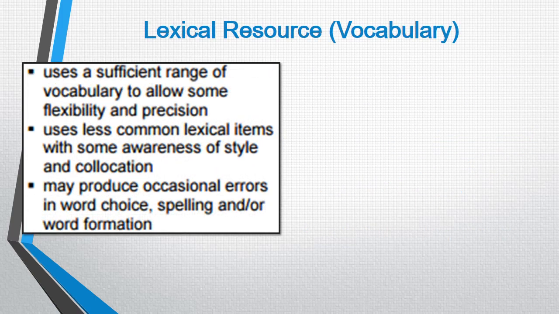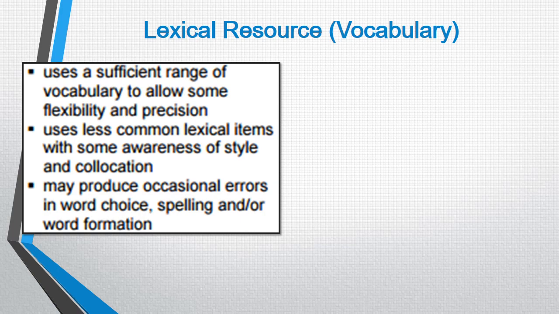Moving on to look at lexical resource, which essentially means vocabulary. To score a Band 7, your essay must use a sufficient range of vocabulary to allow some flexibility and precision. Essentially, this means you need to use a wide range of vocabulary. Synonyms and paraphrases can help here.